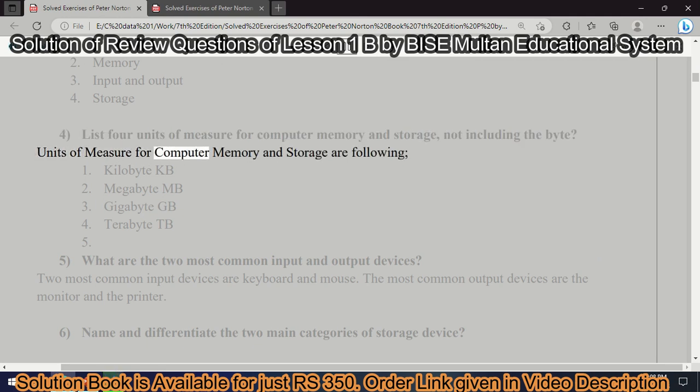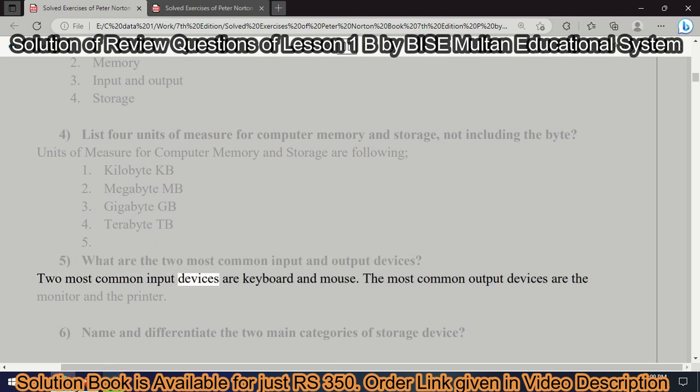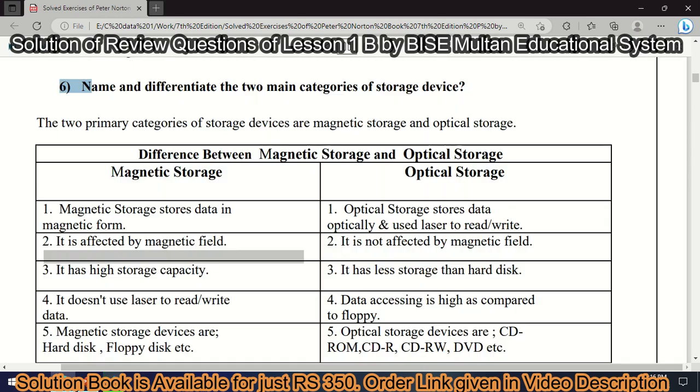4. List four units of measure for computer memory and storage, not including the byte. Units of measure for computer memory and storage are the following: 1. Kilobyte, KB. 2. Megabyte, MB. 3. Gigabyte, GB. 4. Terabyte, TB. 5. What are the two most common input and output devices? The two most common input devices are the keyboard and mouse. The most common output devices are the monitor and the printer.